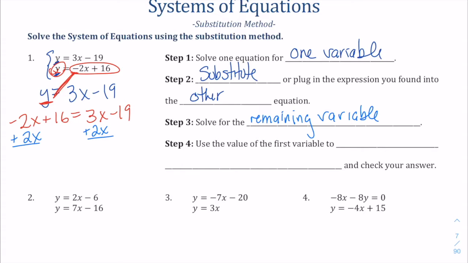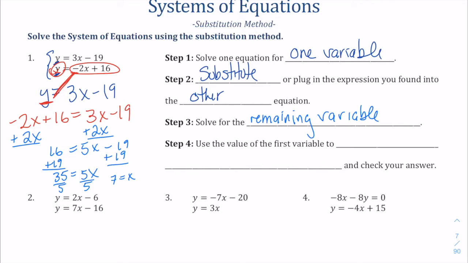We're going to add 2x to both sides. We get 16 equals 5x minus 19. We'll add 19 to both sides. I'm clearly aware I didn't give you quite enough room here. And we have 35 equals 5x. Almost there. Divide both sides by 5. And we get 7 equals x. Great. Don't get too excited yet, though. Even though we have x here, we still need to find the other coordinate of our solution, of our point of intersection. So to do that, here comes step 4.